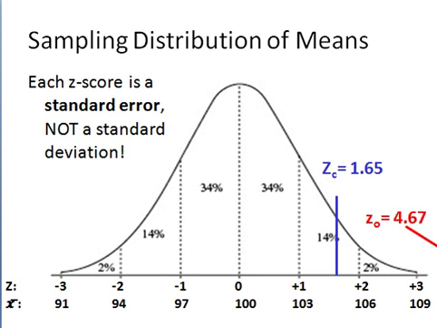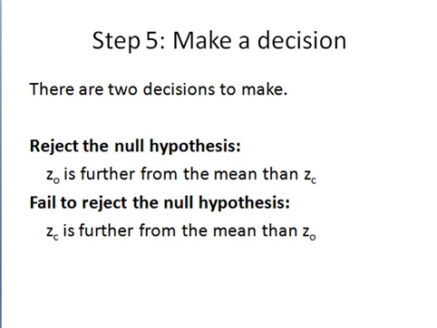So now we have to make a decision. We have two that we can make. We either reject the null hypothesis, if z observed is further from the mean than z critical, or we fail to reject the null hypothesis. So in this case, that's what happened. The z observed score was further from the mean, so we'd reject the null hypothesis.